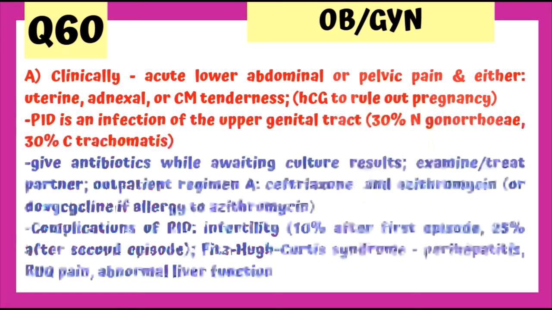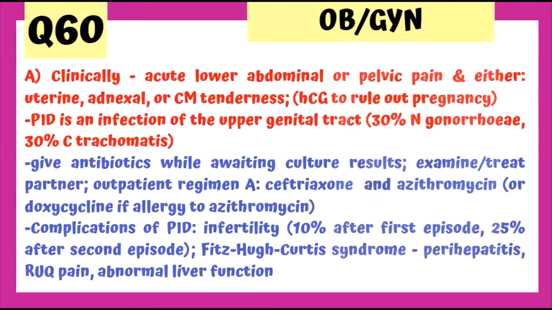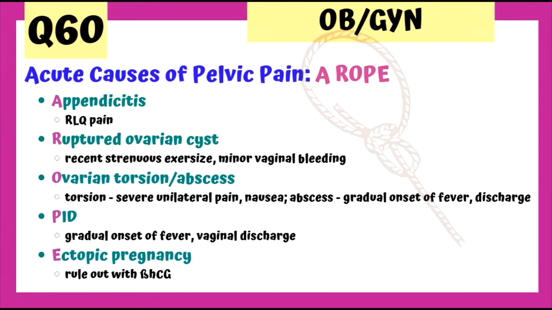It's a clinical diagnosis. All right, take a look over here at complications. For example, Fitz-Hugh-Curtis syndrome, where we'd see perihepatitis, right upper quadrant pain, and abnormal liver function in addition to the PID. All right, acute causes of pelvic pain, you could take a look over here at acute causes of pelvic pain and how they would present.